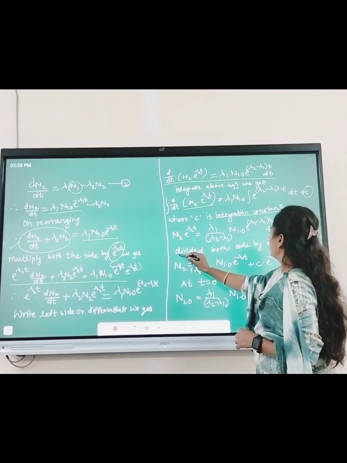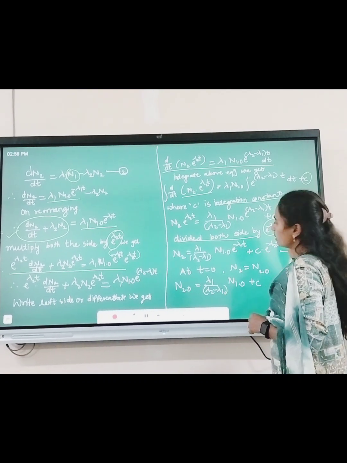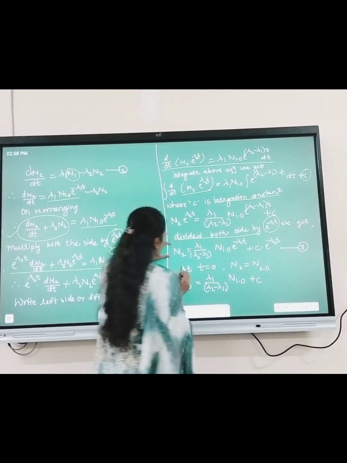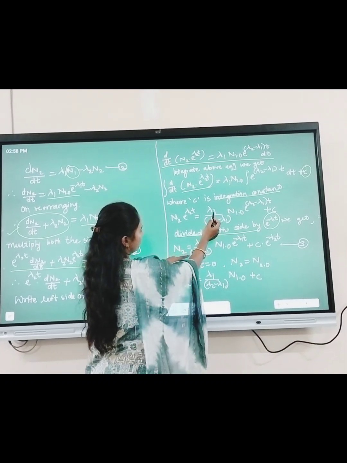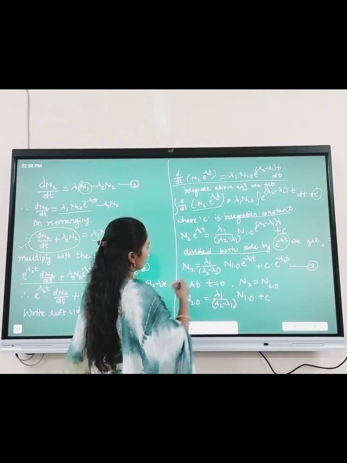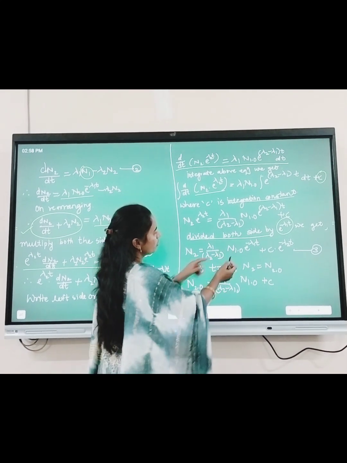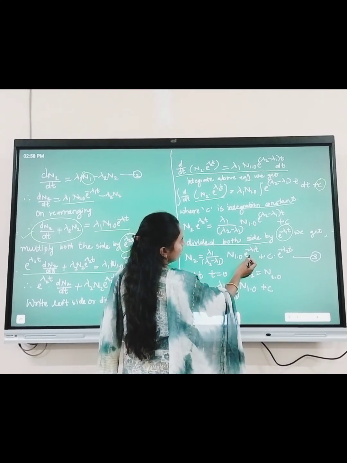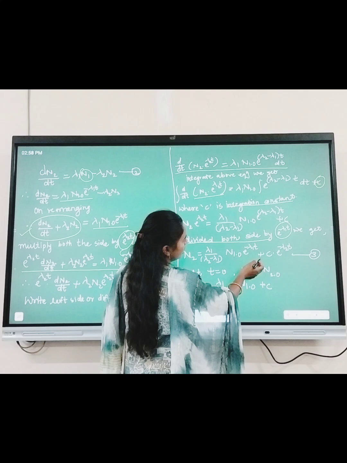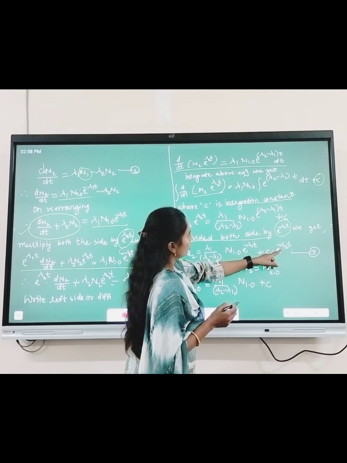Then again we divide both sides by e raised to lambda 2 t. We get the equation: N2 is equal to lambda 1 divided by lambda 2 minus lambda 1 into N 1.0 into e raised to the power minus lambda 1 t, plus c into e raised to the power minus lambda 2 t.